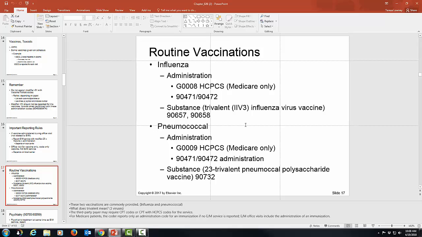Routine vaccinations, most of the times flu vaccines are given in a flu clinic, or now everybody's getting them at the pharmacy. So you don't need to worry about coding those unless you're working for the pharmacy.